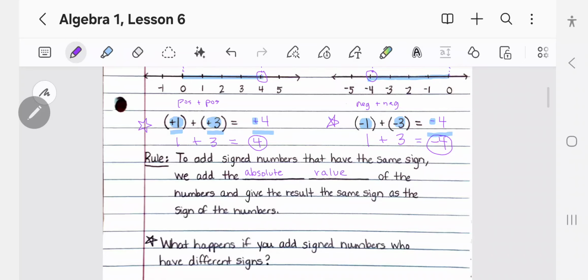What happens if you add signed numbers who have different signs? What are you going to do if they have different signs? So think about that for just a second. Instead of going the same direction on the number line, whereas up here, we went to the right and then to the right, and then here we went to the left and then to the left, what would happen if those numbers have different signs? Think about that.